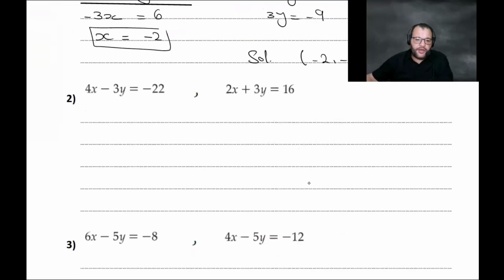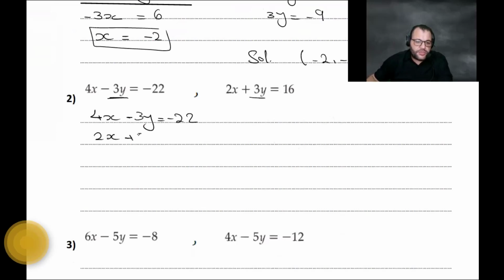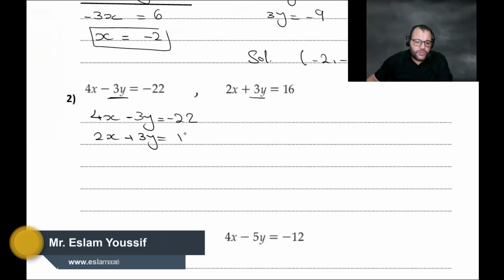I will solve number 2 again. Which variable will we eliminate? Y. We have negative 3y and 3y, which are the same coefficient but with different signs. So write the first equation, 4x minus 3y equals negative 22. No need now for multiplying by negative 1. The second one is 2x plus 3y equals positive 16.